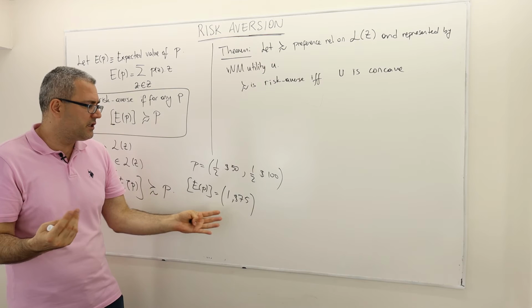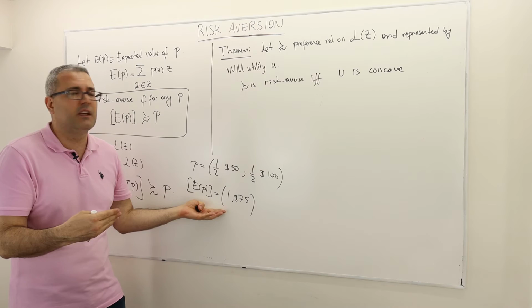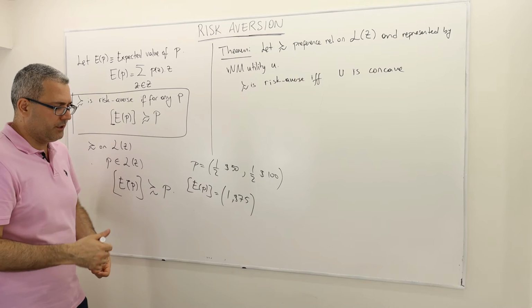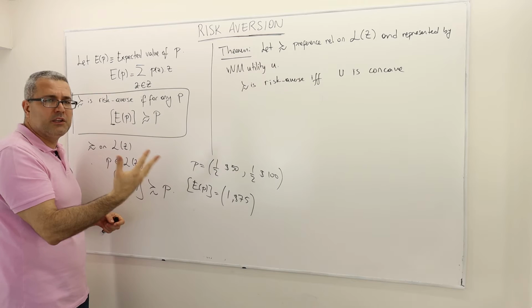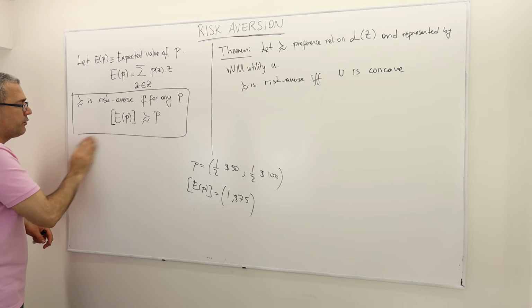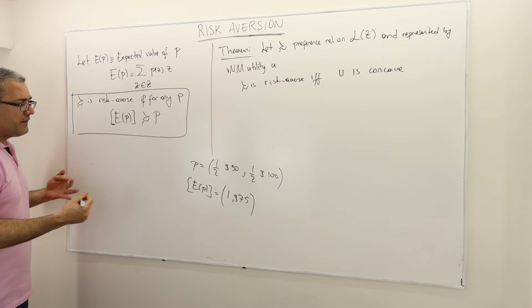Well, the guy says, I prefer the one that has less risk. And so we call this guy risk averse. All right. So this is how we define risk aversion in a very simple environment where the set of prizes are just monetary prizes. Obviously, in a more complicated environment, we may define risk aversion slightly differently. Okay, so let's do some exercises.